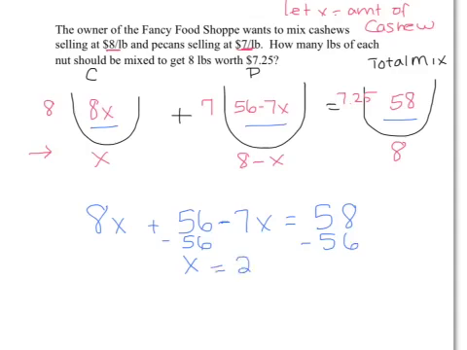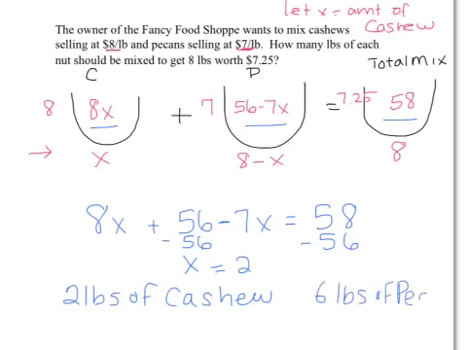All right, so now we know that there were 2 pounds of cashews, and then 8 minus 2 gives me 6, so 6 pounds of pecans. Okay, so that's question number 1.